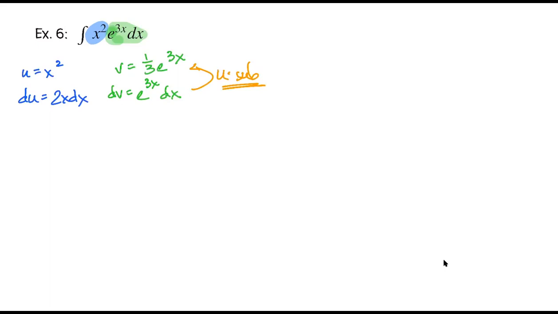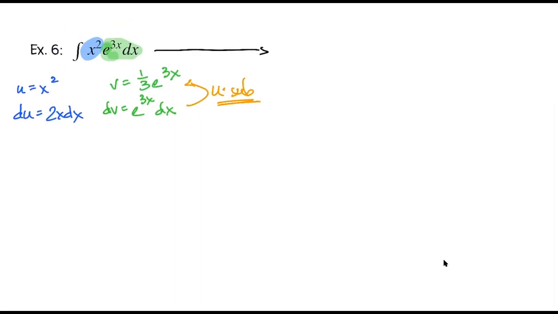All right, so I've got my setup here. Now I'm going to go ahead and fill in my formula. So I'm going to start off with u times v, or x squared times 1/3 e to the 3x, minus the integral of v times du.